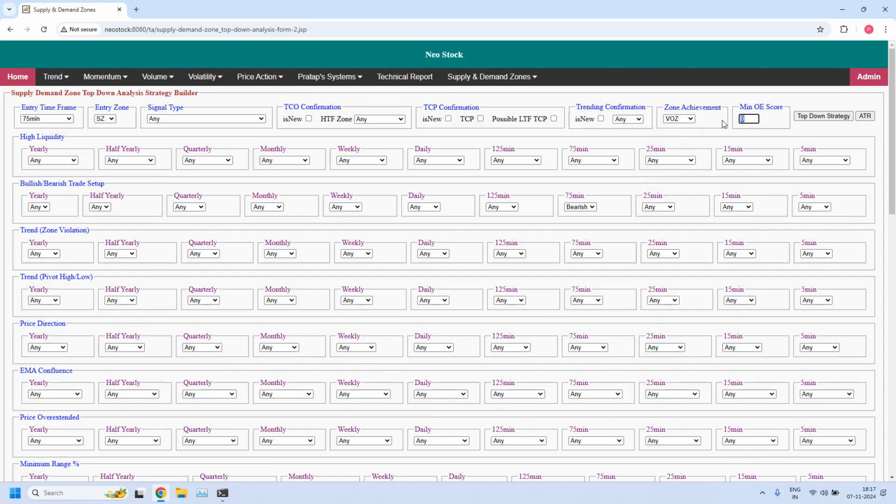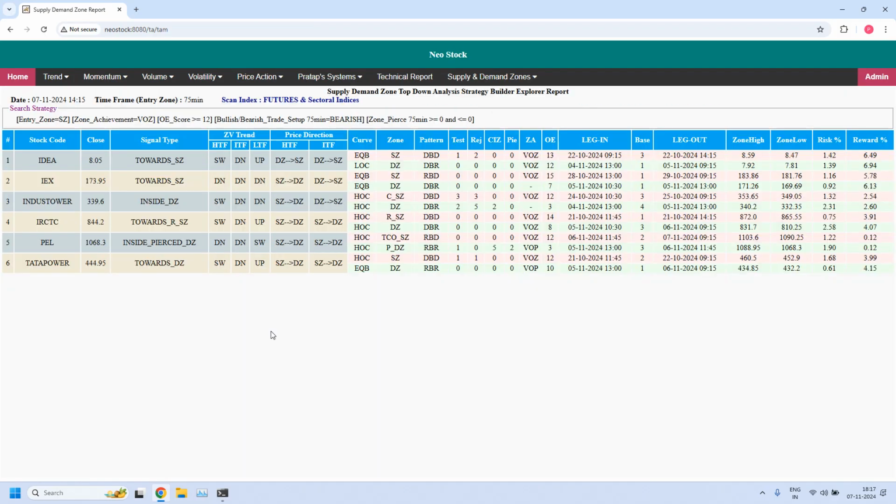Minimum odd enhancer score 12, with all the three filters applied to 75 minute supply zone. Now we got 6 stocks. Currently these 6 stocks are supporting bearish trade setup for weekly income trade. That is entry time frame 75 minute supply zones.